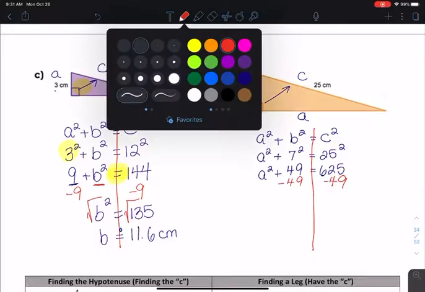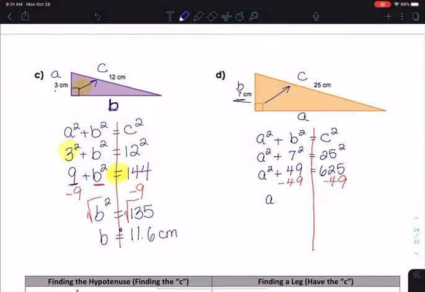And then on the left side, I'm left with just A squared. And on the right side, I get 625 minus 49, which is 576. And we haven't finished solving it because we have a squared.